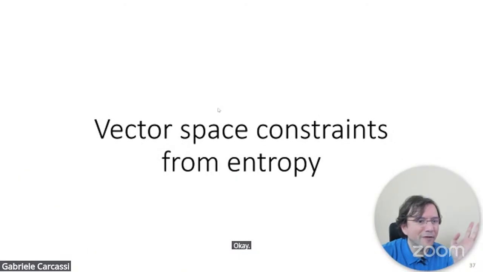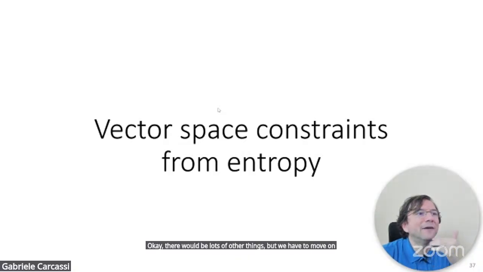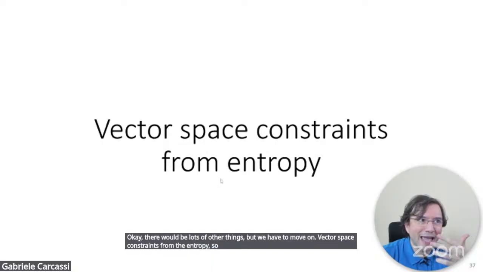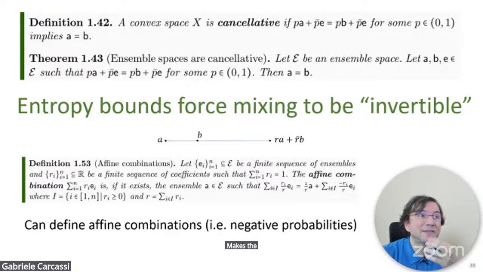Okay, there will be lots of other things, but we have to move on. Vector space constraints from the entropy. So it seems that the existence of the entropy makes the convex space a lot more special.